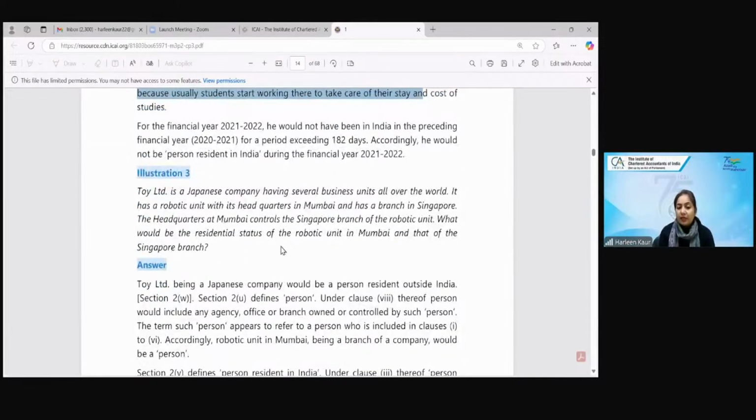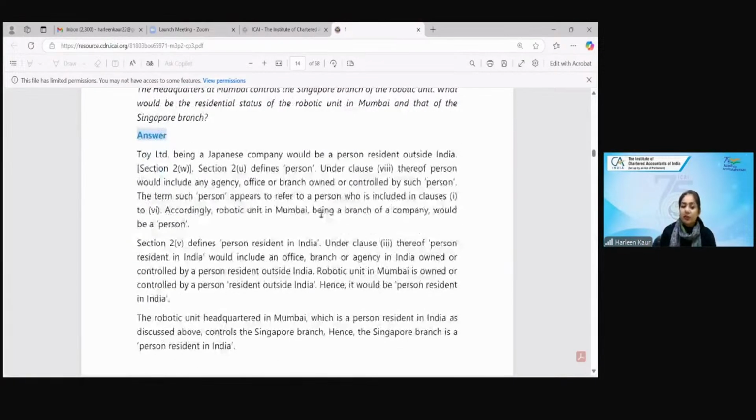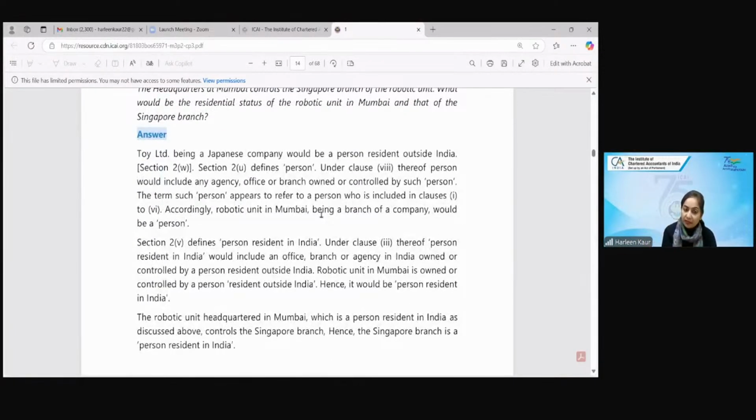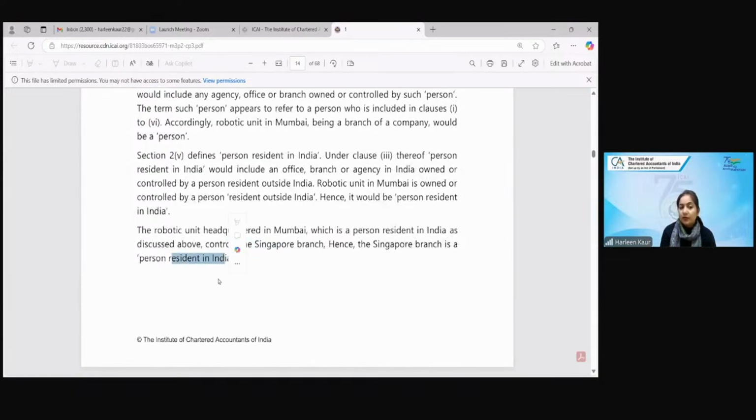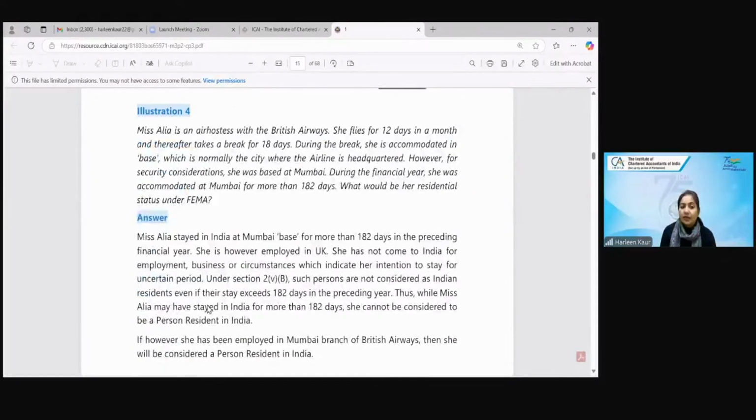This is a Japanese company. Again, you would have read this case, headquarters in Mumbai, having a branch office. So it is about the companies. If it is incorporated and controlled by a person resident in India, it will be a person resident in India, since it is headquartered in Mumbai, which is inside India, and it controls the Singapore branch also. The Singapore branch will be considered as a person resident in India. Miss Alia's example, you simply have to remember in this example.